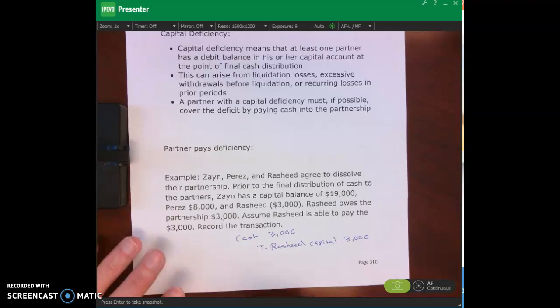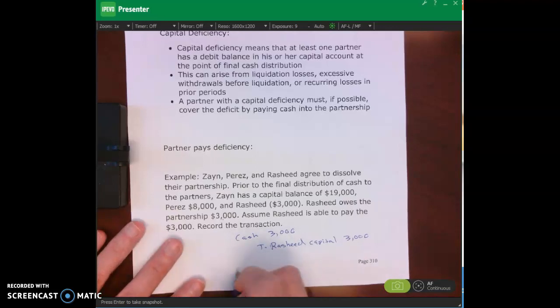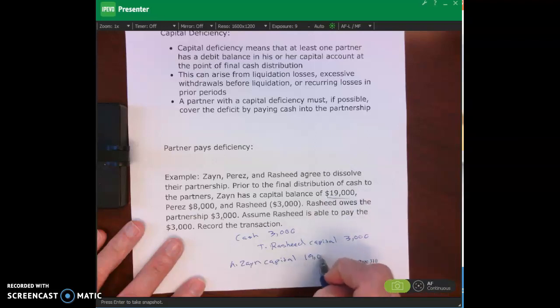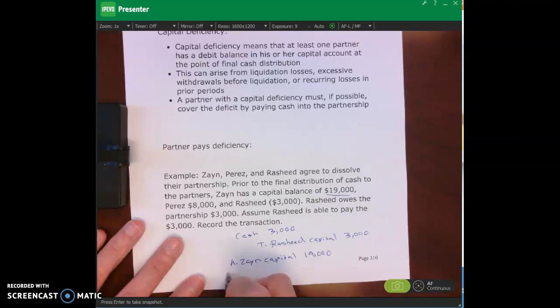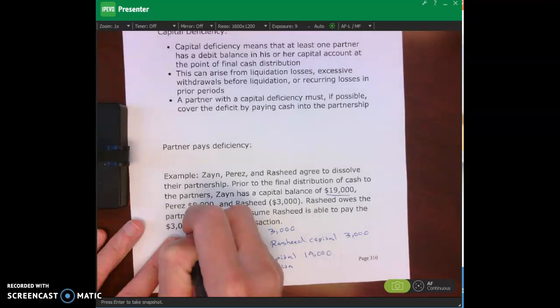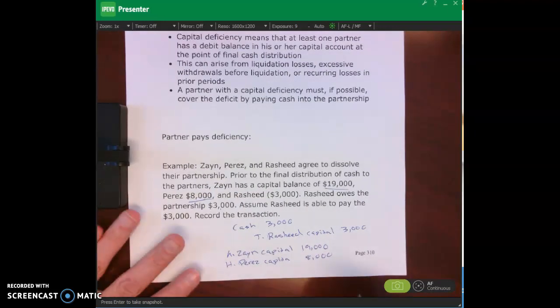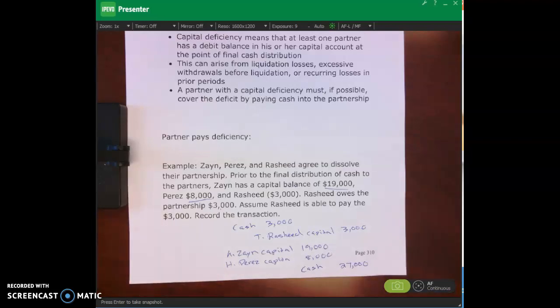Okay? So we will now come over here and debit Zon capital for the balance of 19,000, and then debit here H Perez capital for the 8,000. And I got ahead of myself there. I was going to say credit to cash of the 27,000 right there. Okay.